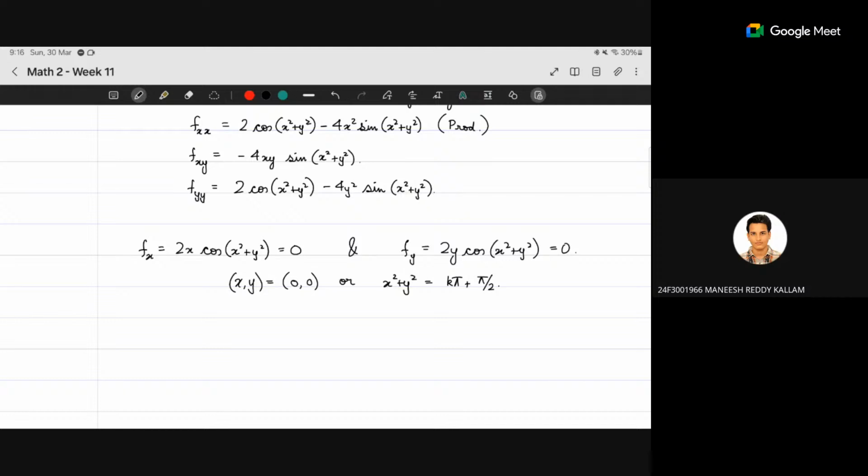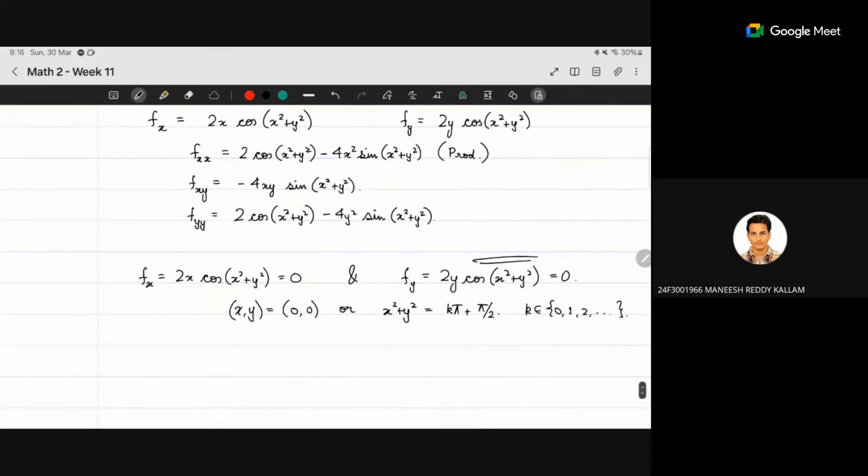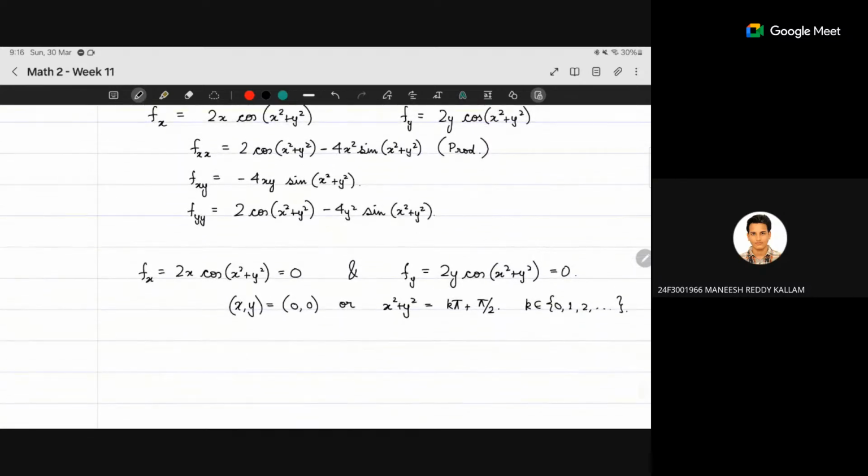Could you explain the k pi plus pi by 2 once more? If you have k pi plus pi by 2, where k is any integer in 0, 1, 2, and so on. If I have 0, for example, x square plus y square is pi by 2. Then cos of x square plus y square is 0. So it will be multiples of pi by 2 only, well, odd multiples of pi by 2.